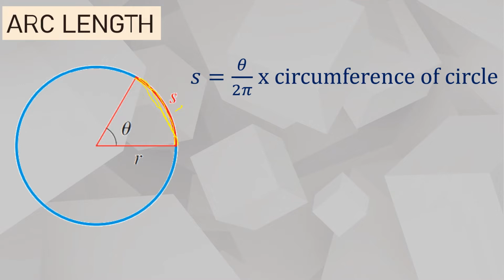The arc length, therefore, is equal to theta over 2 pi. Paano yan nangyari? Because this theta here is just a portion of 2 pi. Kaya siya theta over 2 pi. Fractional part lang siya. You are going to multiply that to the circumference of the circle.